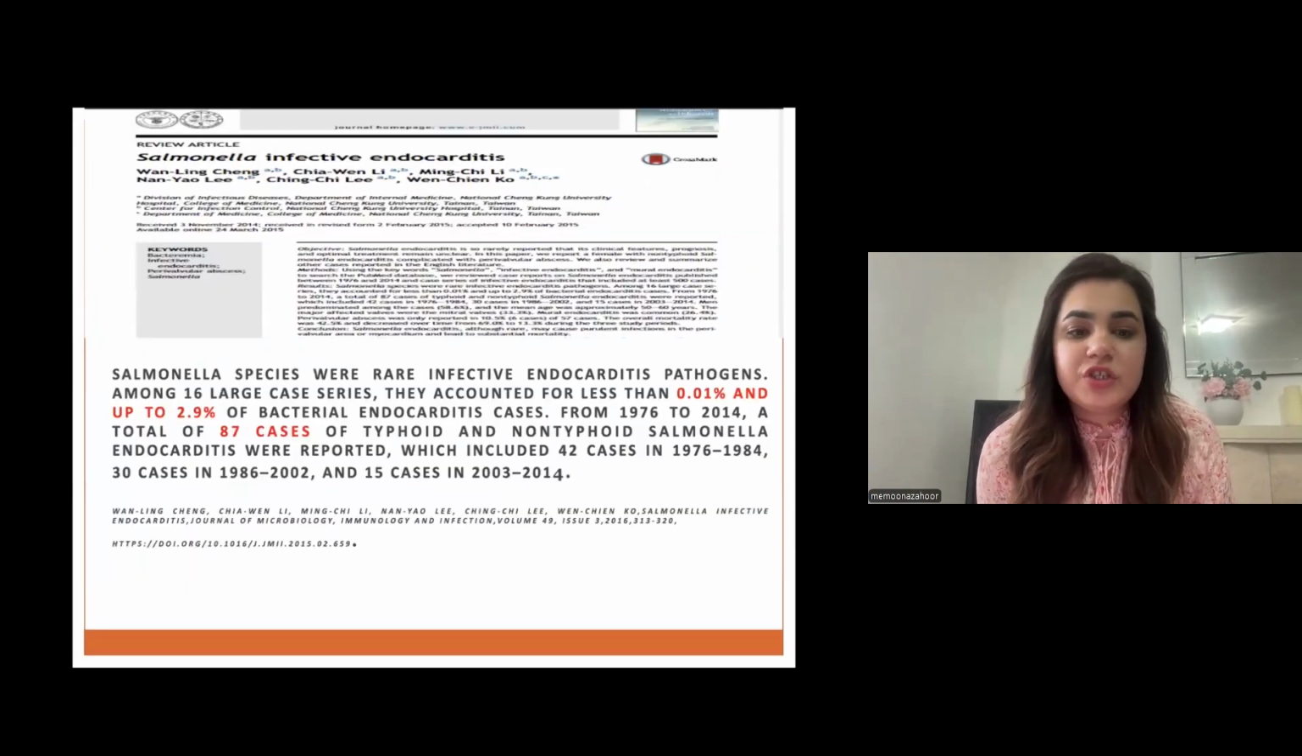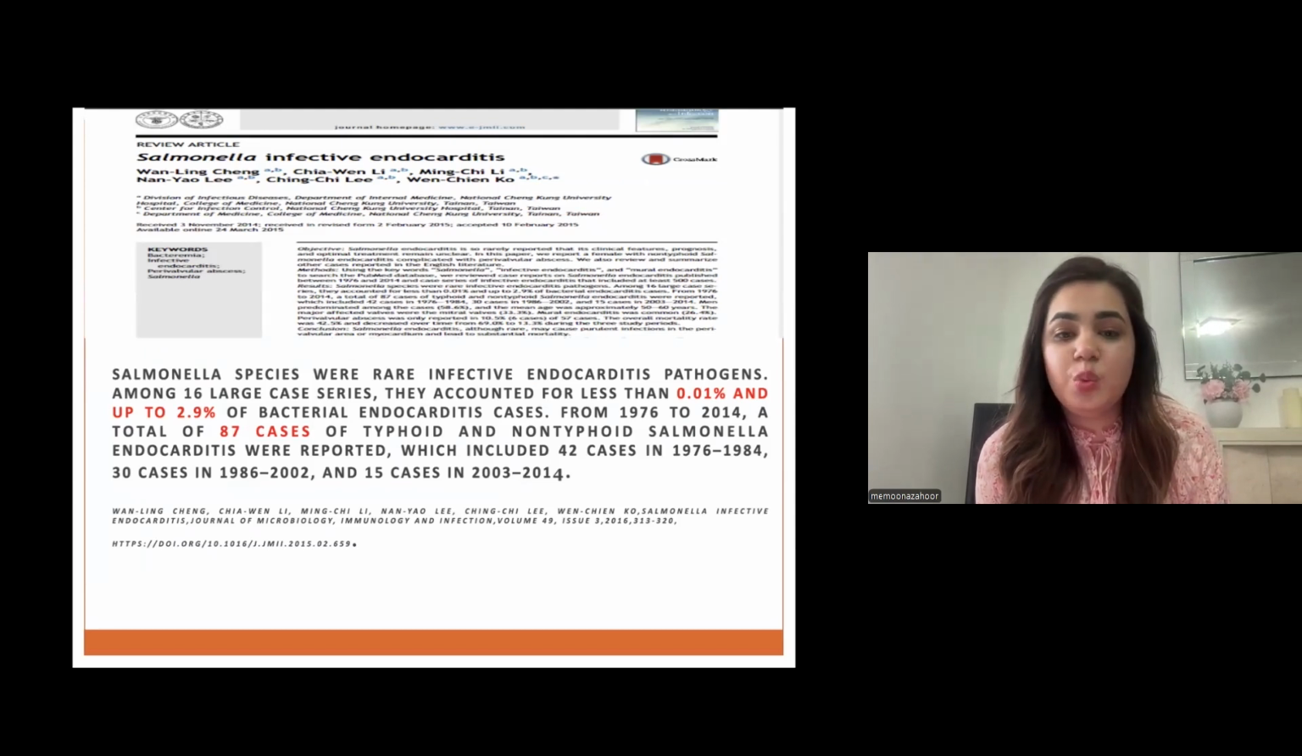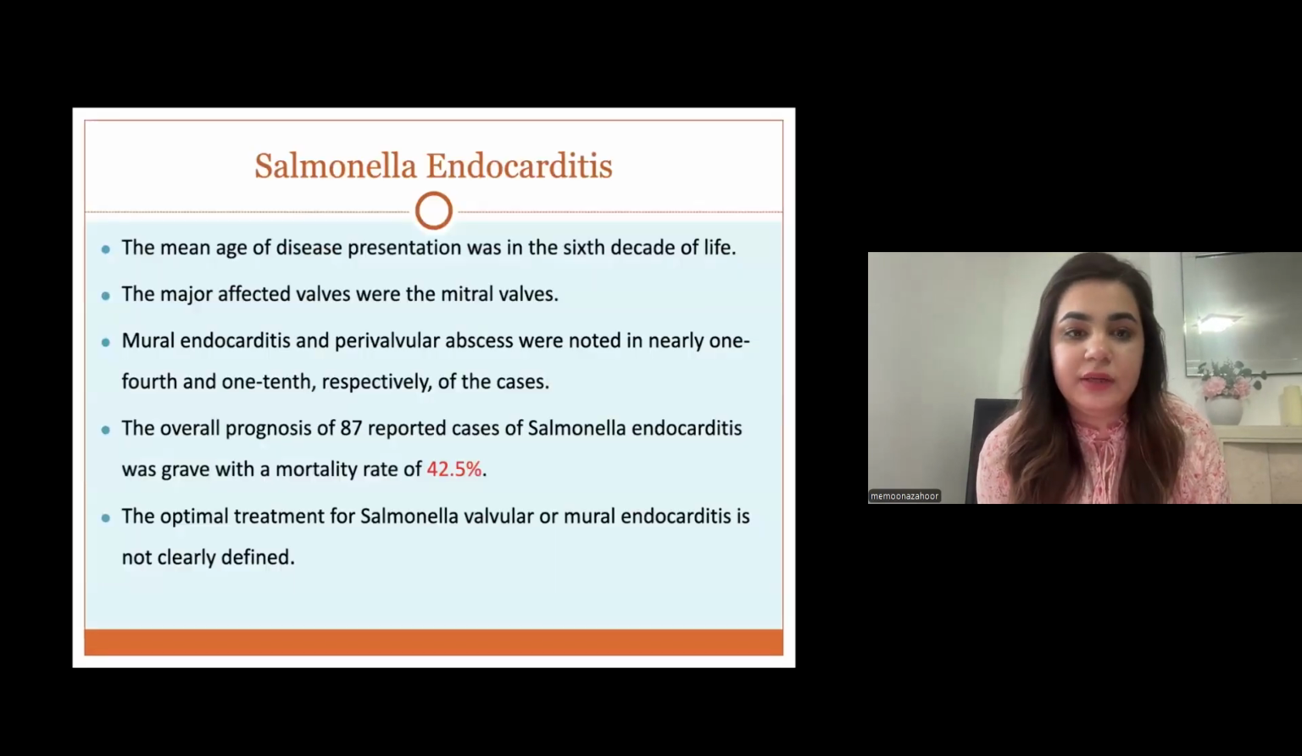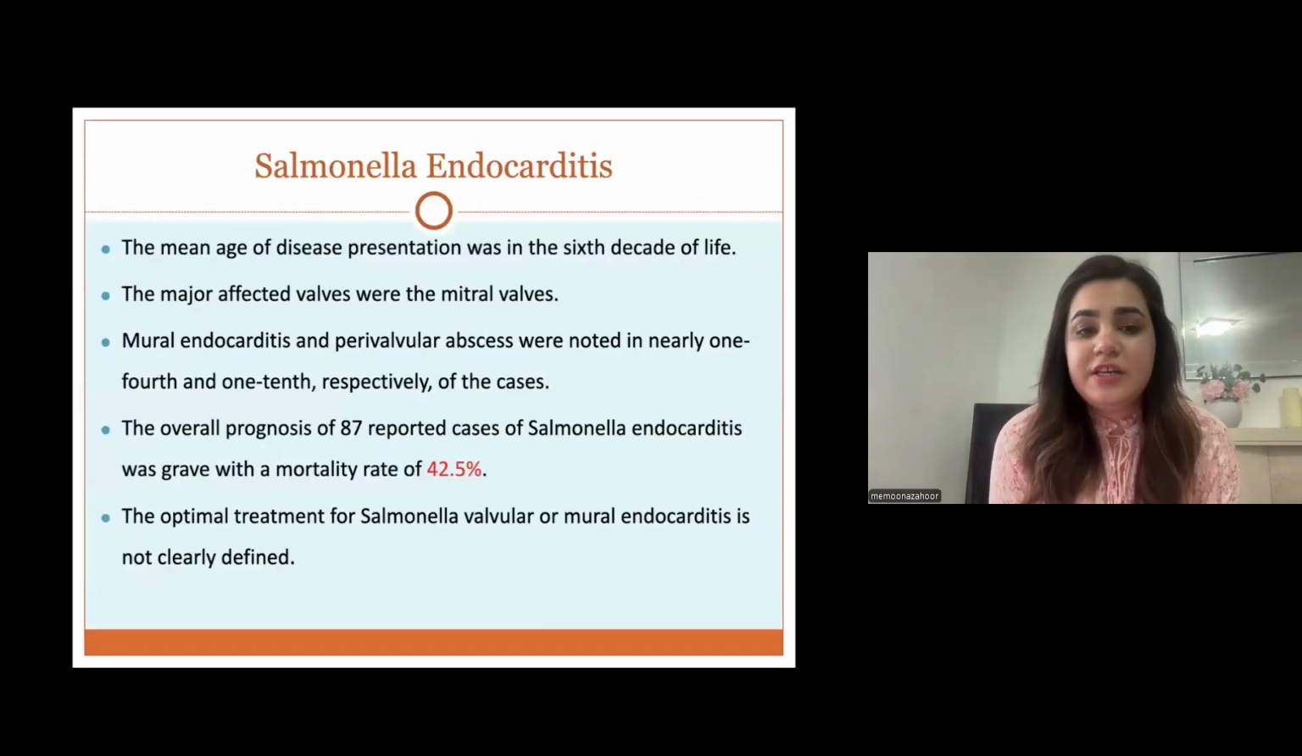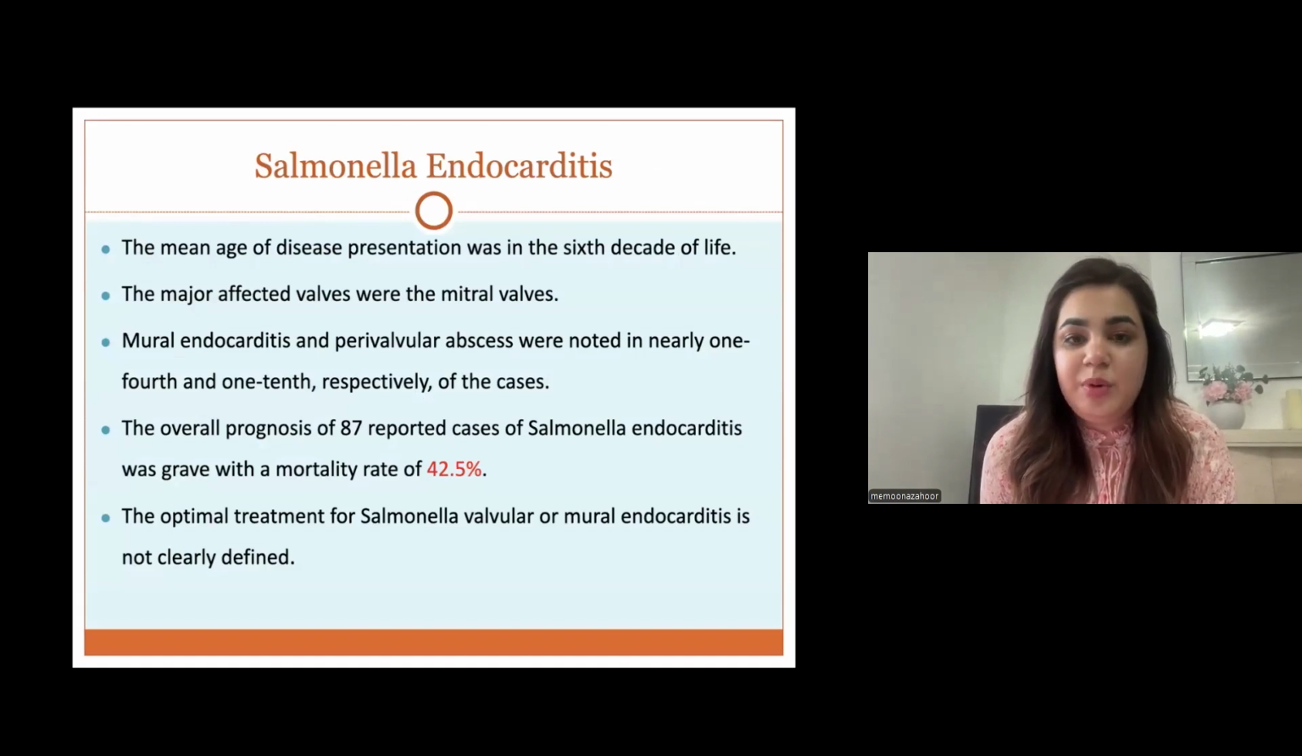If we go back into the literature, since 1976 up till today, some big studies have been done, and we have accumulated only 87 cases of infective endocarditis due to Salmonella. All these cases have been primarily because of the non-typhi Salmonella species. There were 87 cases of typhoid and non-typhoid Salmonella: 42 cases, then 30 cases in 1986 to 2002, and 15 cases in 2003 to 2014. Now, what was different in our case was that in the previous cases, the mean age of disease presentation due to Salmonella endocarditis was in the 6th decade of life.